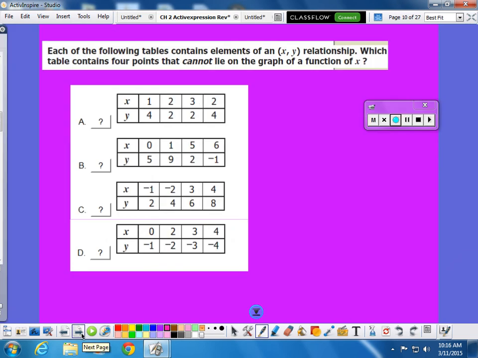Each of the following tables contains elements of an ordered pair relationship. Which table contains 4 points that cannot lie on the graph of a function of x? In other words, which of these tables does not represent a function? It's the same idea that we had with the set of ordered pairs earlier. If the x's are repeated, it's not a function. So which table contains 4 points that cannot be a function? A, because of right here. This is not a function. See, these are different, different, different. These are all functions.